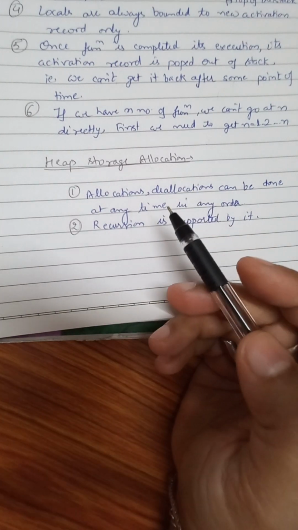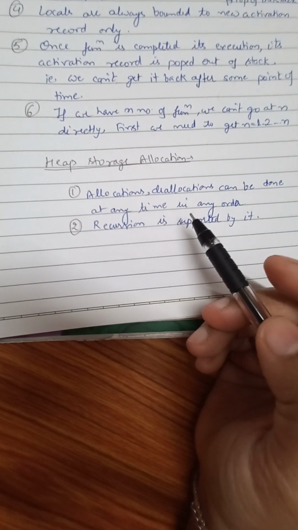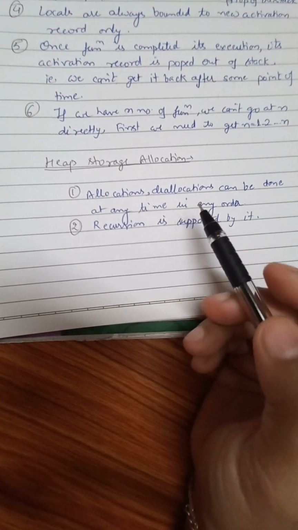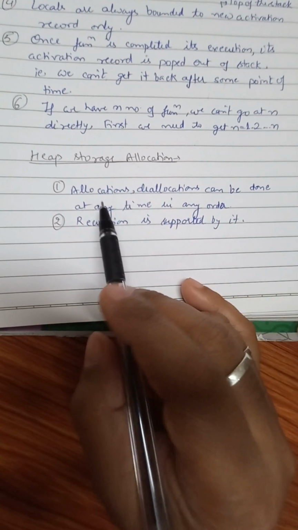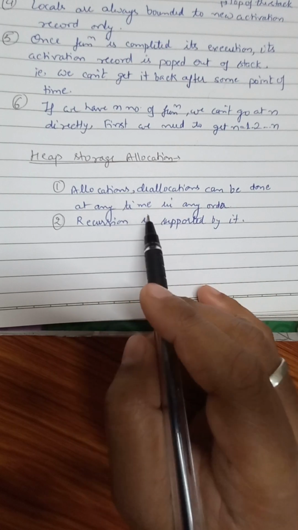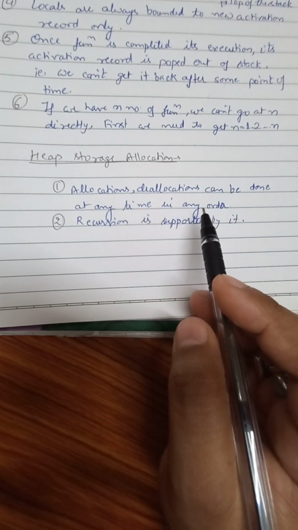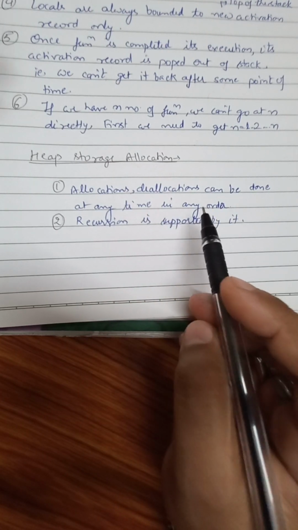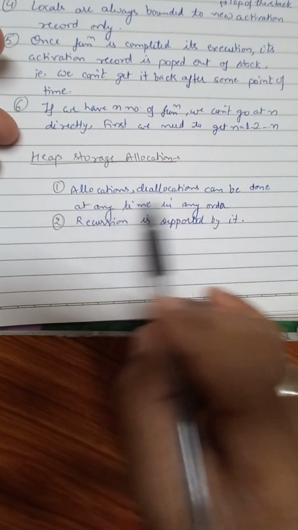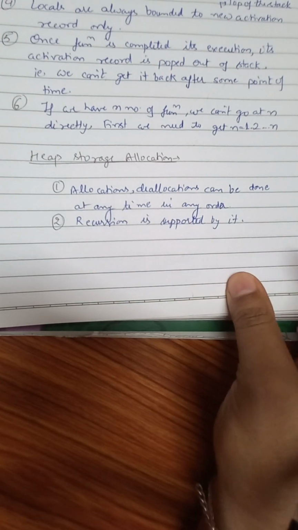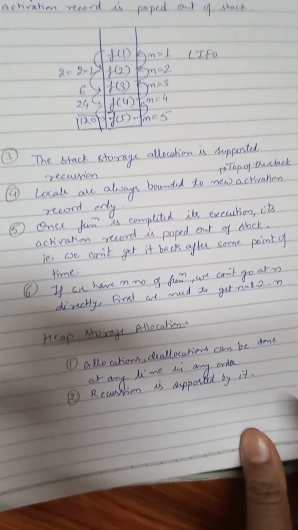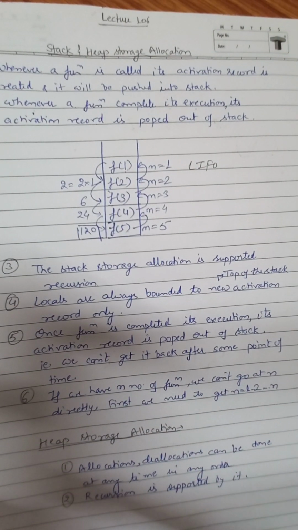So as we know, what is heap? Whenever we need memory from the system in a program, we can take it from the heap. So that's why we are saying that allocation and deallocation can be done at any time in any order, because if RAM is available or we have some memory location in the heap, we can provide it. And in a similar way, it also supports recursion. So this is all about heap and stack storage allocation.